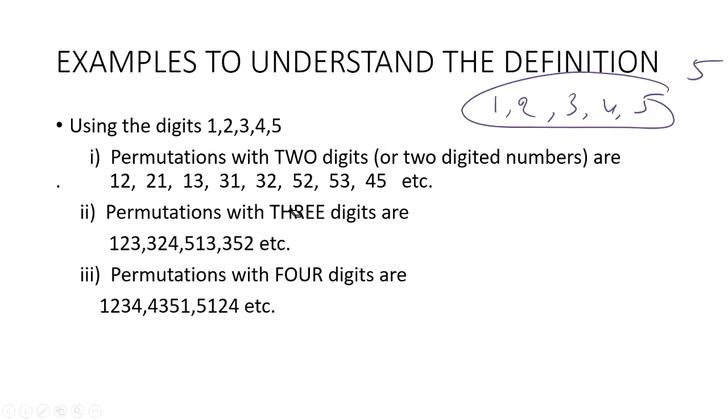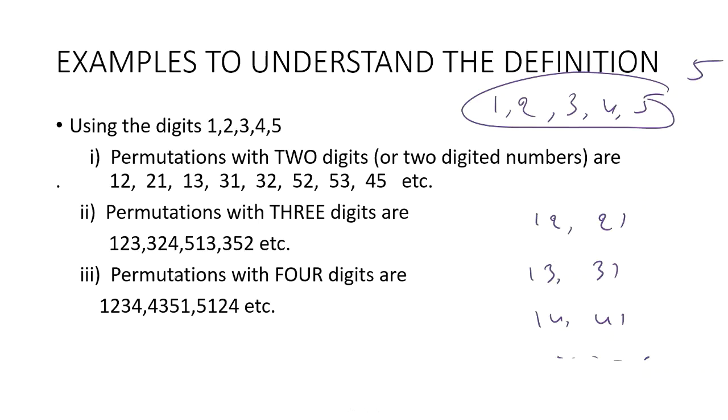So 2-digit numbers are going to be 12, 21, 13, 31, 14, 41 and so on. These are a few 2-digit permutations. Instead of saying 2-digit permutations, you can just say 2-digit numbers.